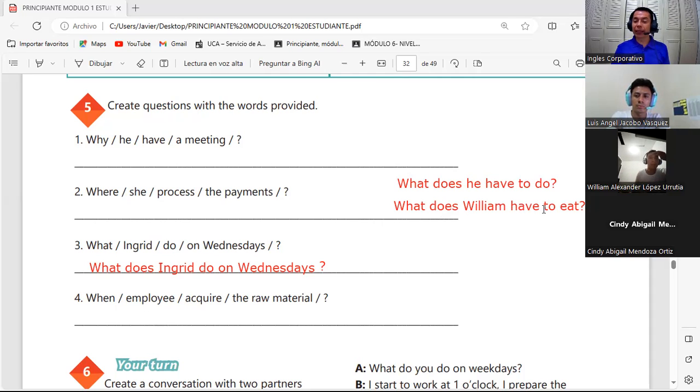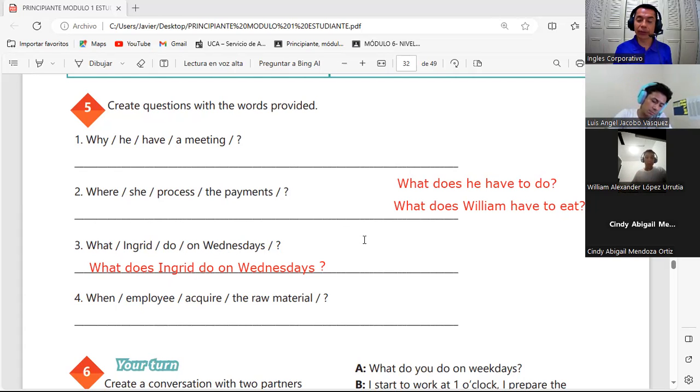Entonces, sería como, William tiene, ¿tiene qué? O qué tiene que comer William. ¿Cuál es la obligación de William de comer? ¿O cuál es la obligación de William de hacer? ¿O de completar, de trabajar? No sé. Pero el have no es de posesión, él tiene un celular, él tiene un lápiz, no, es obligación de hacer algo. Y el to do y el to eat son complementos, no verbos, ¿sí?